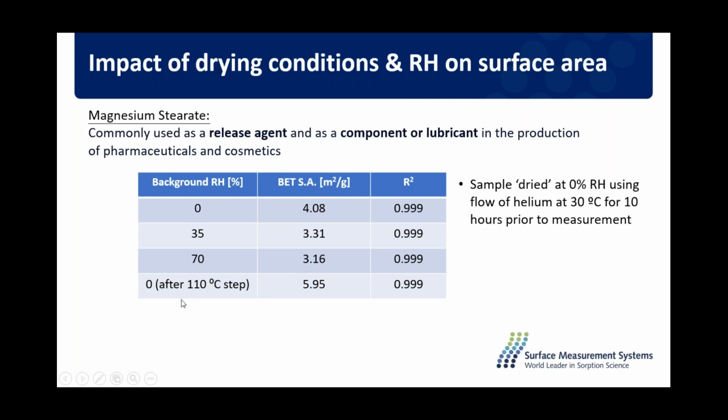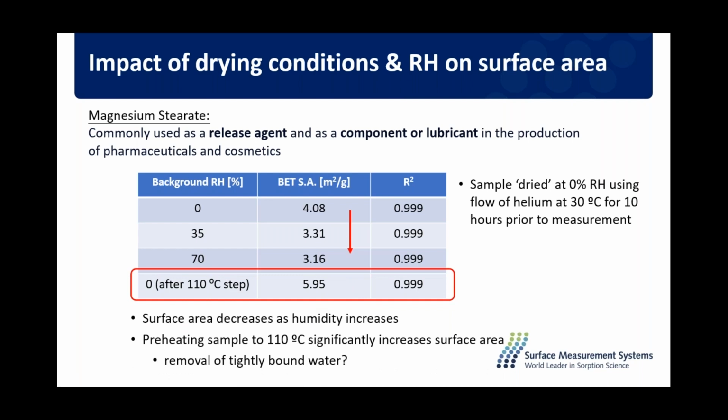However, if we bake this sample out to 100 degrees C and then measure it, we can see the surface area goes up. So the surface area decreases as humidity increases because the available amount of water on the surface is covering more of it. However, if we force all the water out, the surface area may go up. It may be that just drying at 0% relative humidity is not forcing out the bound water. You have to go to much higher temperatures to force that water out, and then you get a more dry surface and the surface area increases. Again, this is just highlighting that the outgassing and measurement conditions can dramatically affect the apparent and measured surface area of the material.